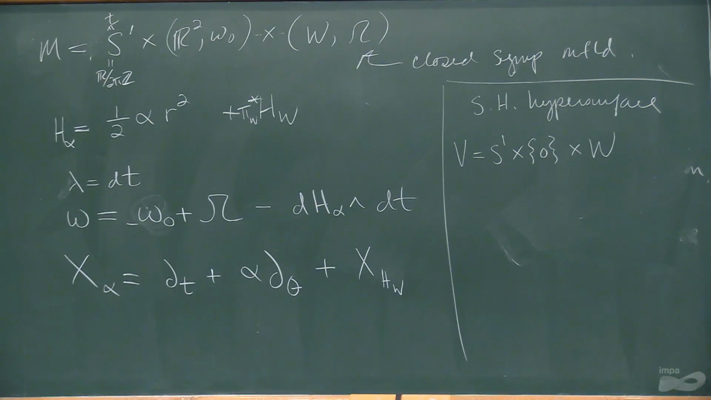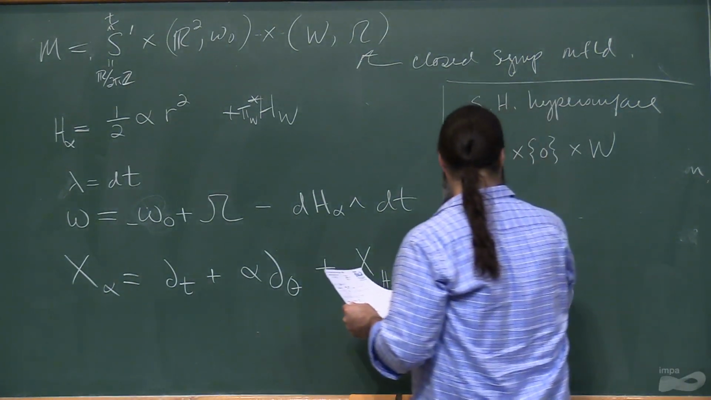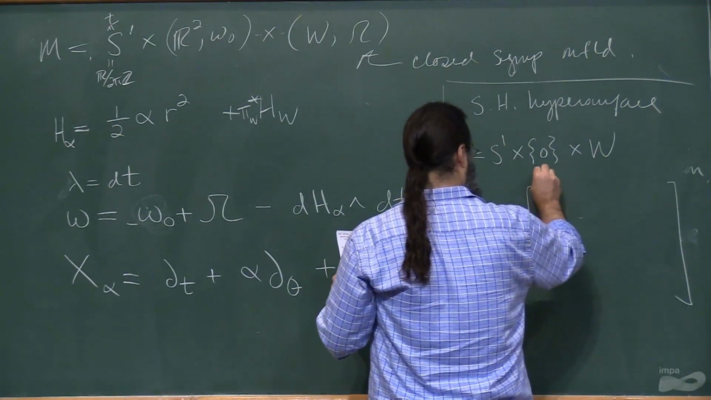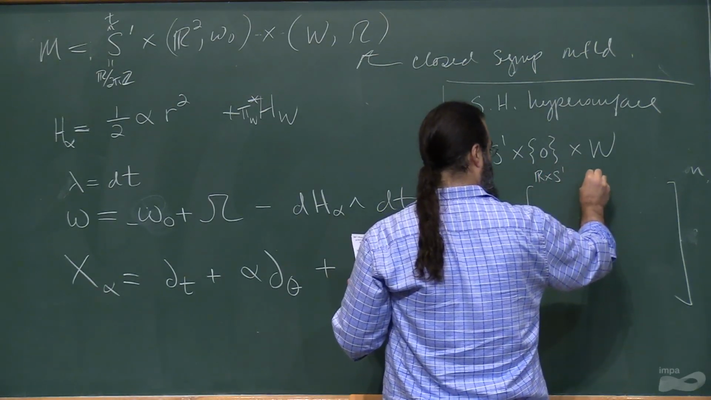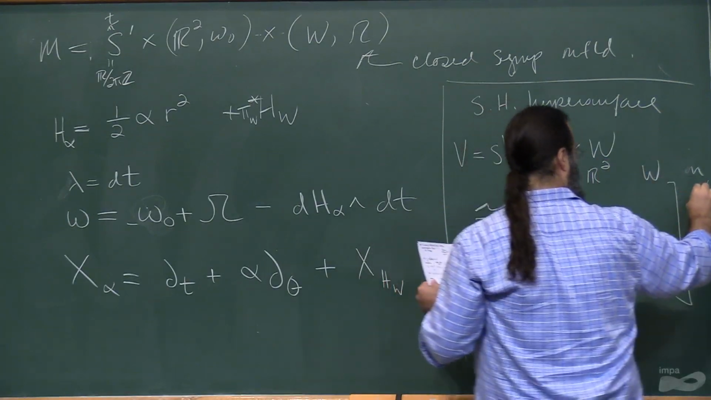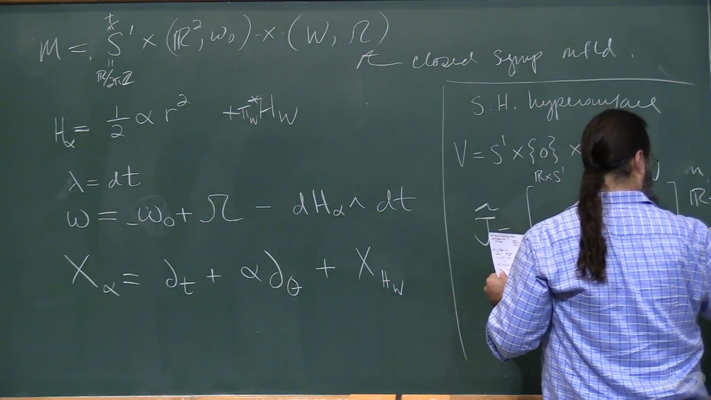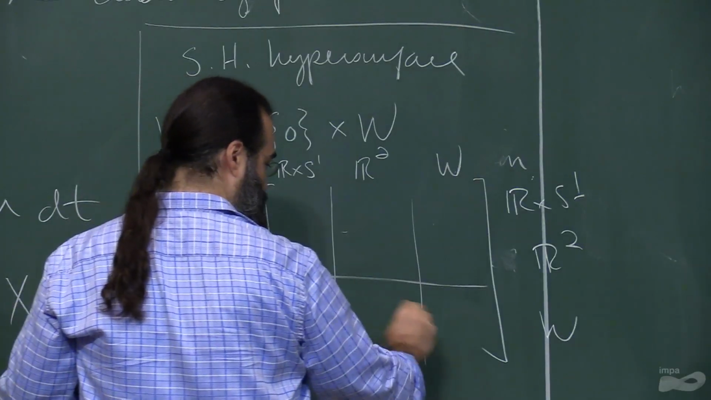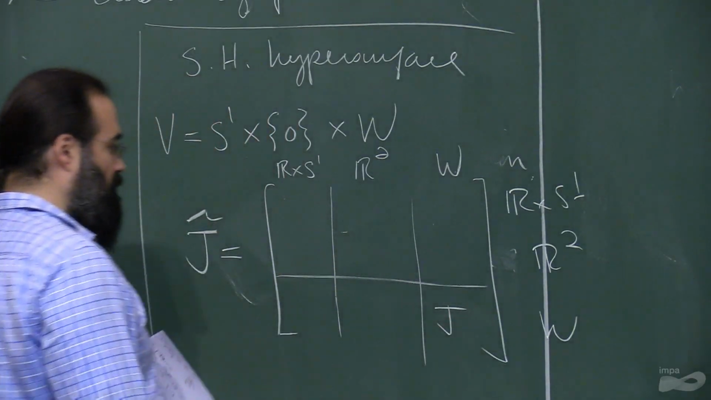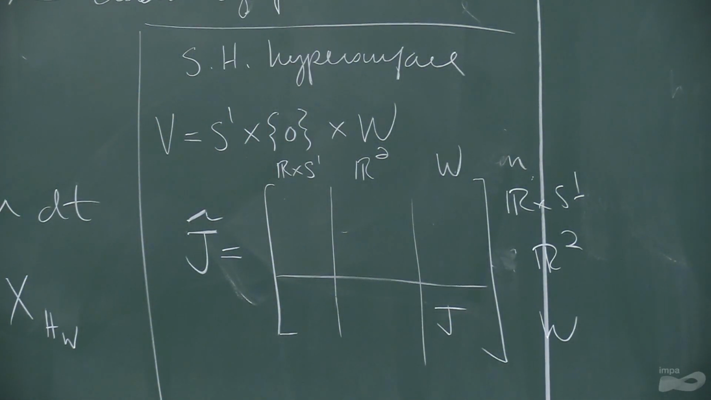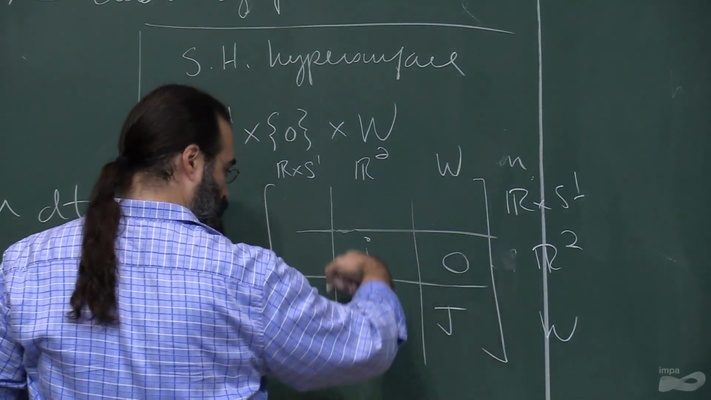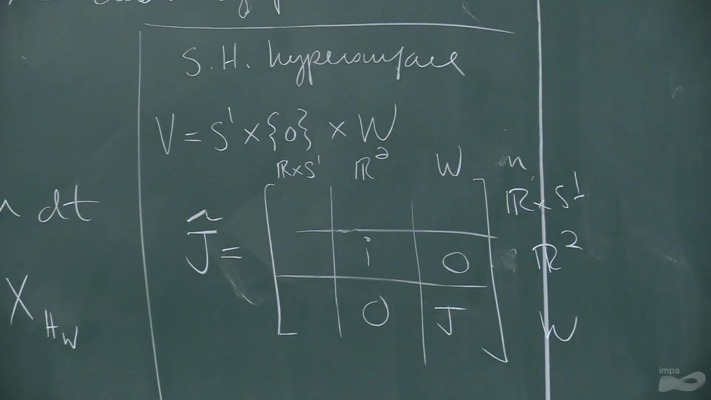All right, and so I need to choose J. So let's write it in matrix form, with this being R cross S1, R2, W. R cross S1, R2, and W. So on the, or I should put T's in front of these, tangent space. On the W component, I'm just going to pick any almost complex structure that's compatible with the symplectic form. On R2, I'll pick I. So this here is the kernel of lambda. I'm free to pick my J there.